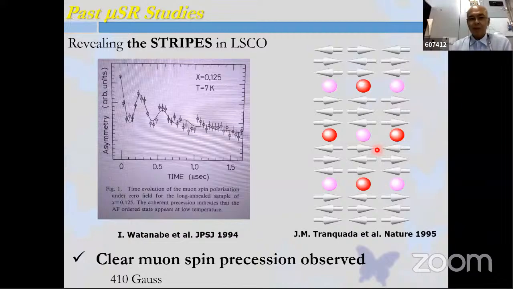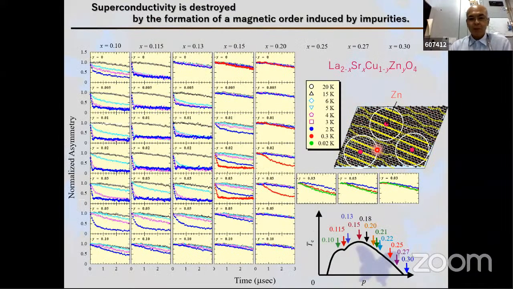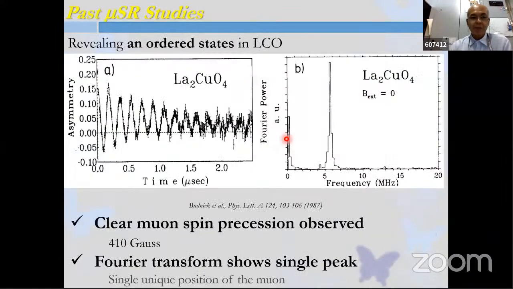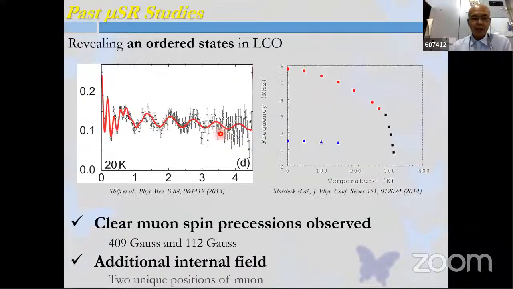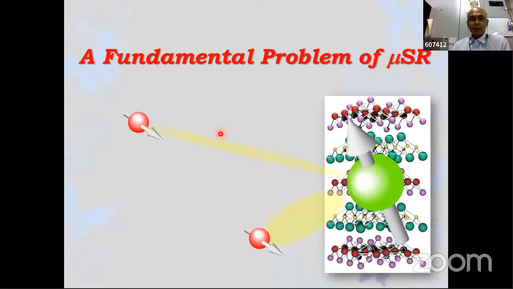As long as we can see the muon spin precession, even from the stripe state, we can apply μSR, and we can apply DFT and discuss the electric state. That is important. Okay, so they come back to the fundamental problem of μSR.